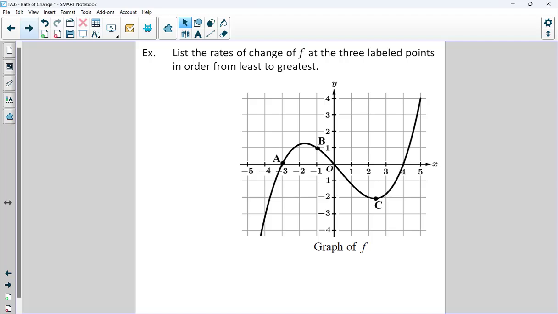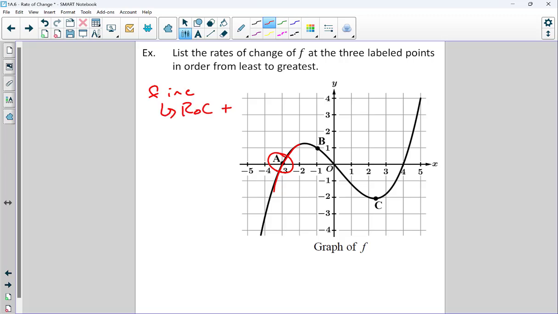So I'm going to list the rates of change of f at the three labeled points, A, B, and C, in order from least to greatest. Now, I don't actually have to calculate any slopes. I just need to know which one's the least, which one's the greatest. At point A, notice that we're on the increasing portion of the graph. If the function is increasing, that means the rate of change is positive. So what I know is that the slope of A is positive. I'm not going to attempt to calculate what it actually is.